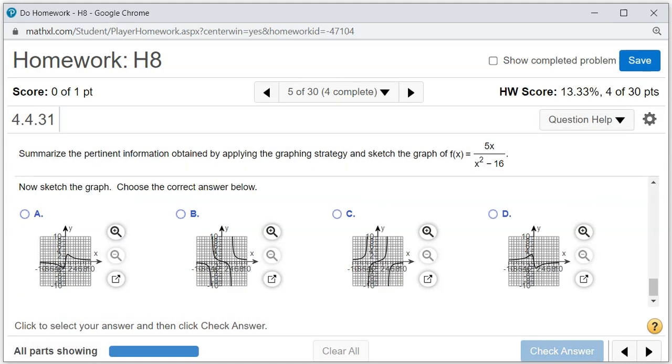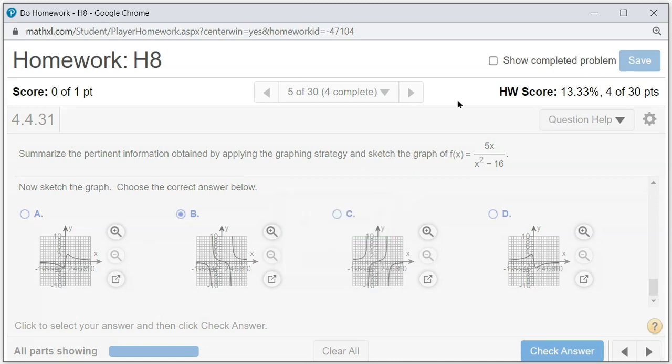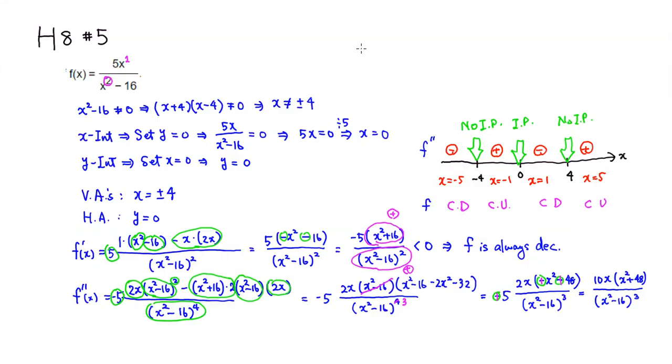So let's see. It has to be always decreasing. So this one is always decreasing, not this one, not that one. Since we know that it's always decreasing, B has to be the answer. All right, got that. That's it. I hope that this was clear.